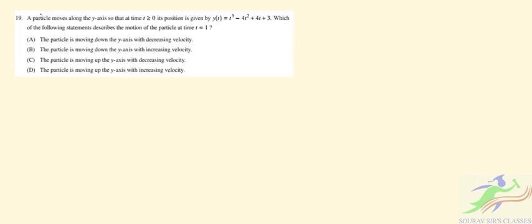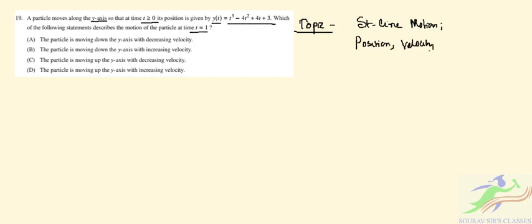So this is question number 19. It is given that a particle moves along the y-axis so that at time t greater than or equal to 0 its position is given by y of t equal to t cube minus 4t square plus 4t plus 3. Which of the following statements describes the motion of the particle at time t equal to 1? The topic of this particular sum is simply straight line motion and measuring position, velocity and acceleration, right? So this question can be solved easily.